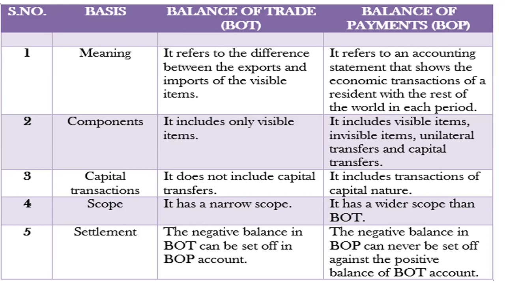Okay. Then point 3, capital transaction. Balance of trade does not record any capital transaction, but balance of payment includes the capital transaction. Then scope. Balance of trade is just dealing with the import and export of visible items, so its scope will obviously be narrow, but the balance of payment is comprehensive in nature, so its scope is wider. Then the settlement. The negative balance on the balance of trade can be settled by the balance of payment account.